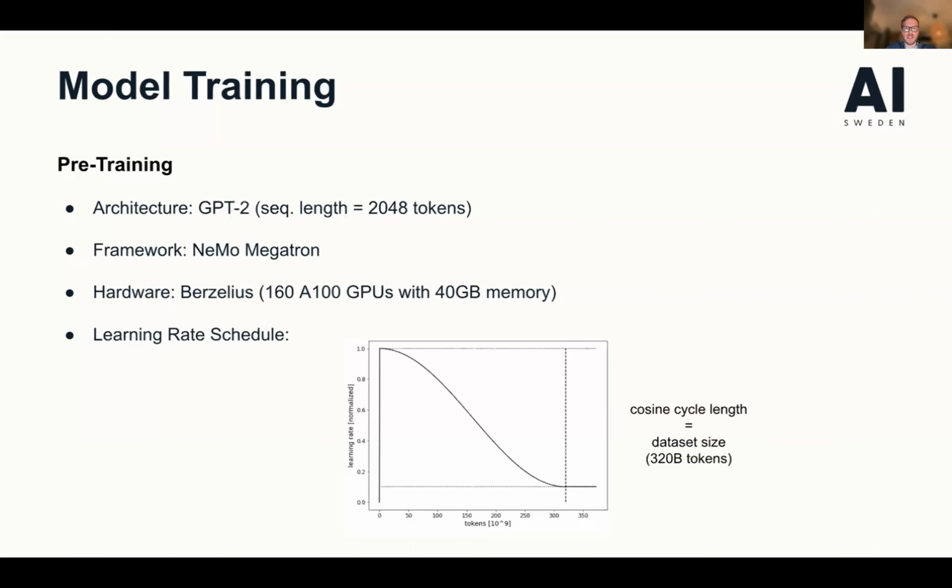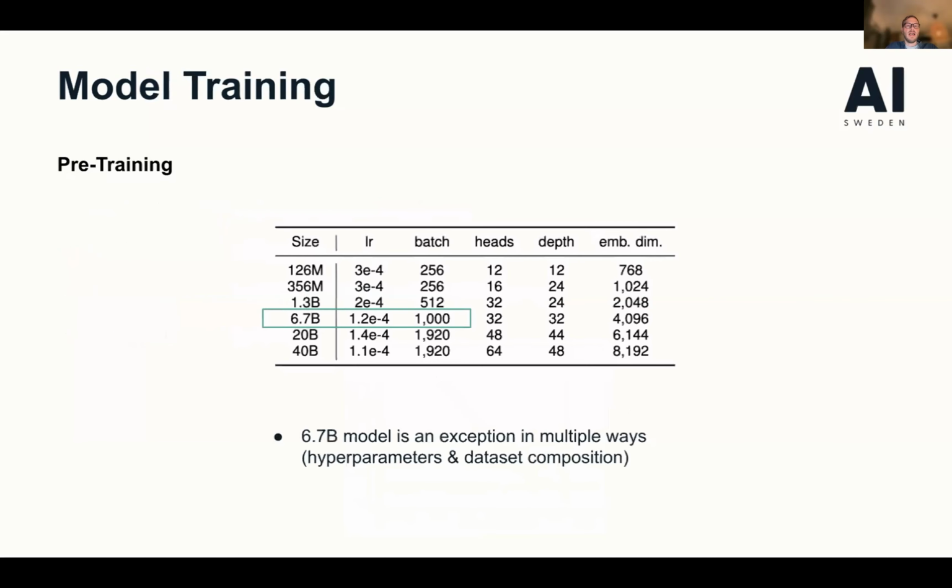And the learning rate schedule, you've probably also seen this before. It's a very short warm-up stage followed by cosine decay. And we chose the cosine cycle length equal to our dataset size, which is 320 billion tokens. So at 320 billion tokens, the learning rate has decayed to 1/10 of its maximum, which is reached at the beginning. We trained 6 models of different sizes.